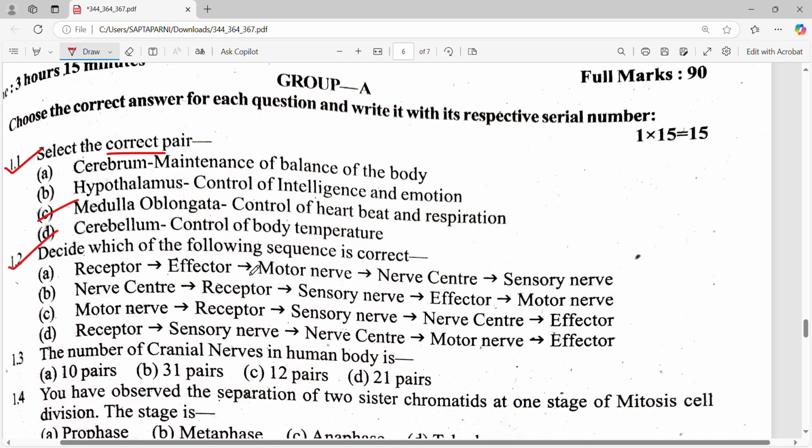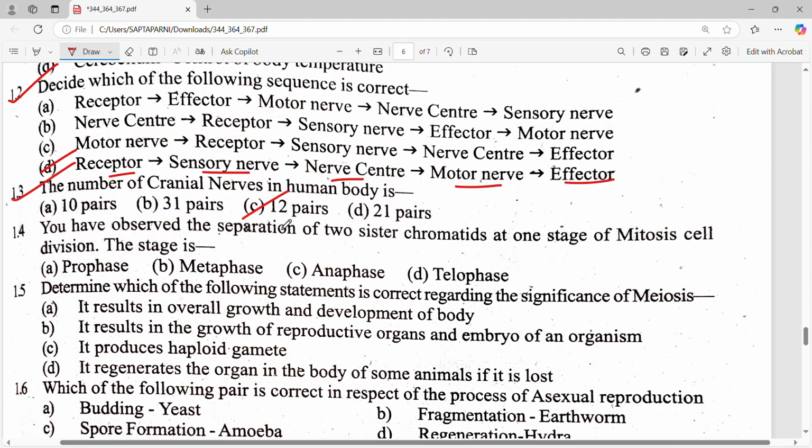Next, decide which of the following sequences is correct. See here, first receptor, then sensory nerve, then nerve center, motor nerve and effector. So the correct answer is option D. The number of cranial nerves in the human body is 12 pairs. Then you have observed the separation of two sister chromatids in one stage of mitotic cell division. What is that stage? That stage is anaphase.